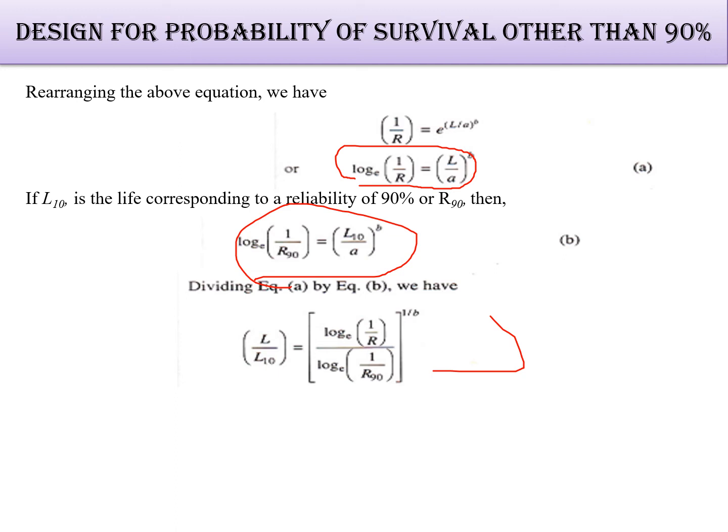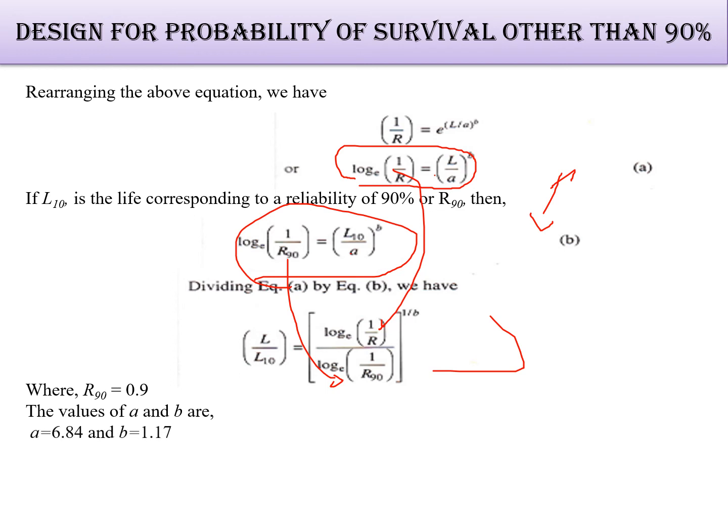Dividing this term with this term, the A and B get cancelled, so we get L upon L10 equal to the bracket of log to the base e of 1 by R upon log to the base e of 1 by R90, raised to 1 by B. So this is the formula for it. Here A is 4.9 and B is equal to 1.17. We have taken these values, put them in and get the answer.